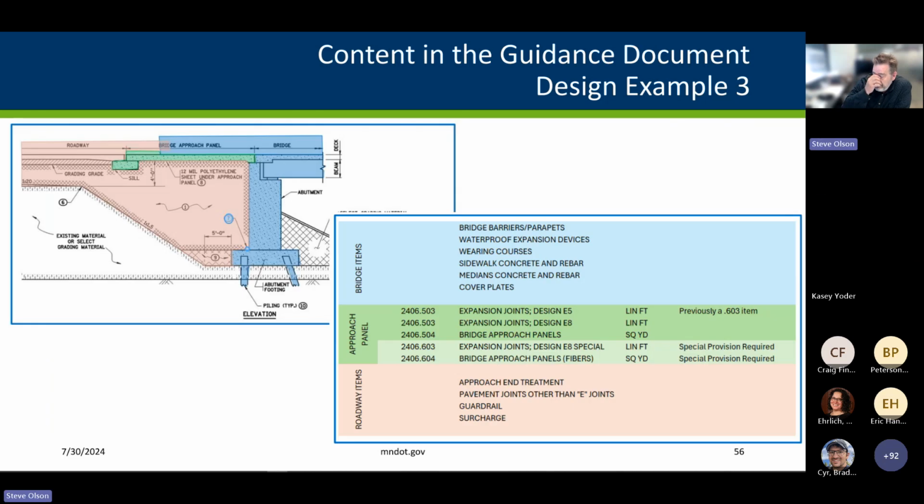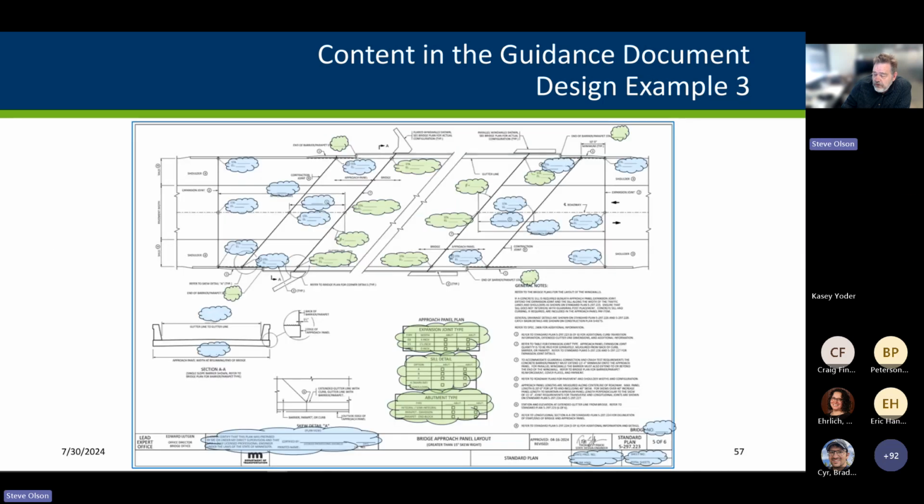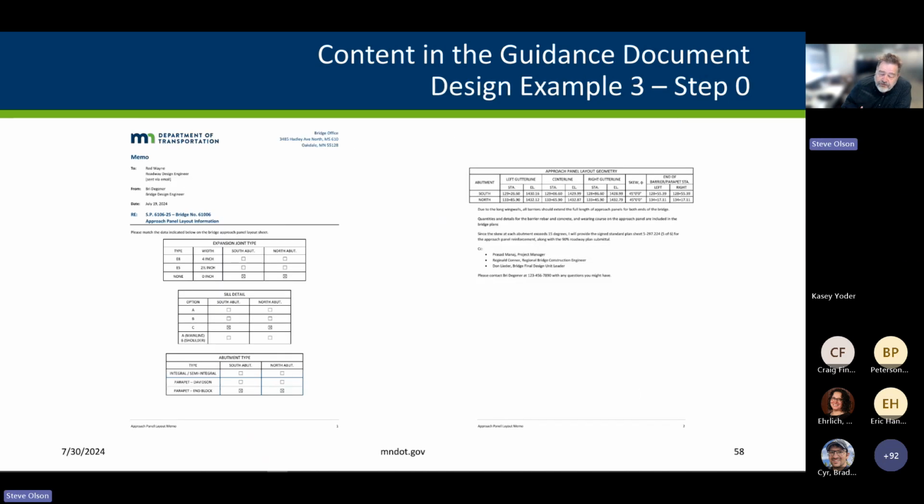And so we have a number of things that need to be coordinated between the roadway guys and the bridge guys. We talked about that a little bit just a few minutes ago. And so we also need to coordinate, in addition to the pay items, we need to convey the green information to our roadway designers for the bridge. And the vehicle to do that is the approach panel layout memo. And so I'll zoom in here into the 2-page document.